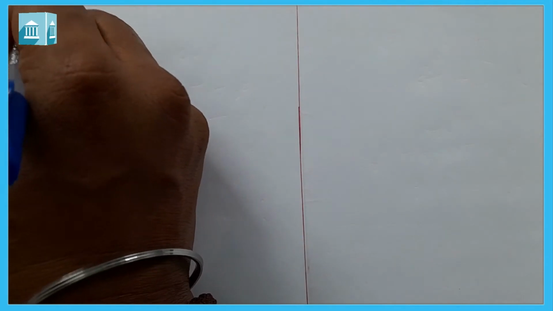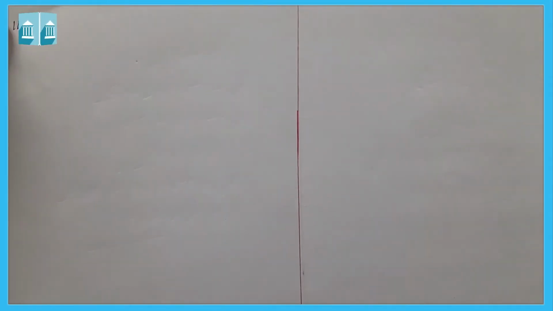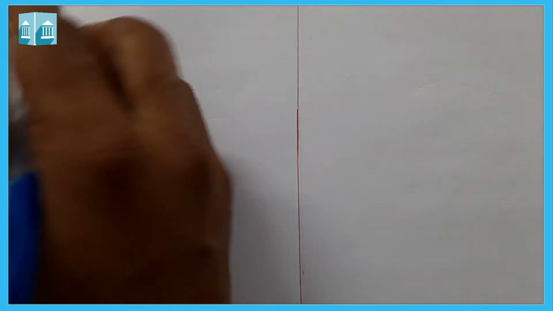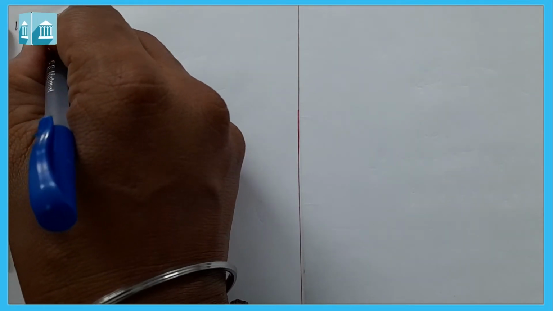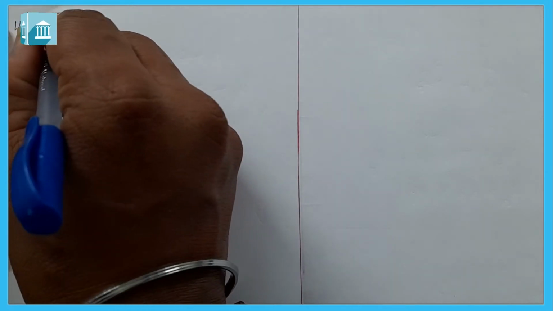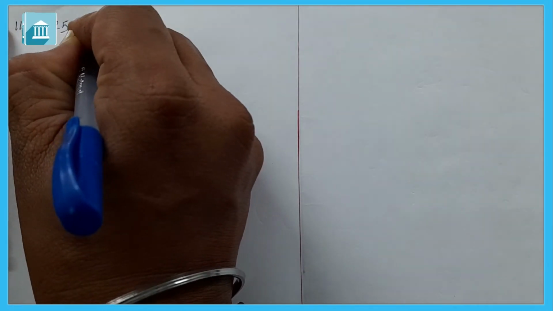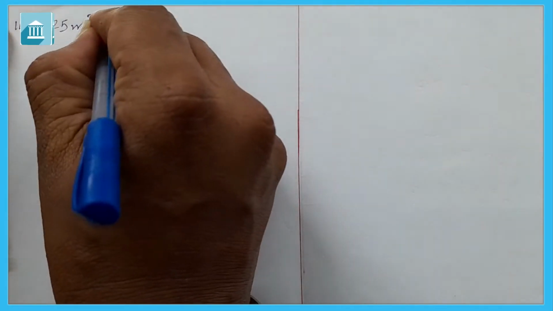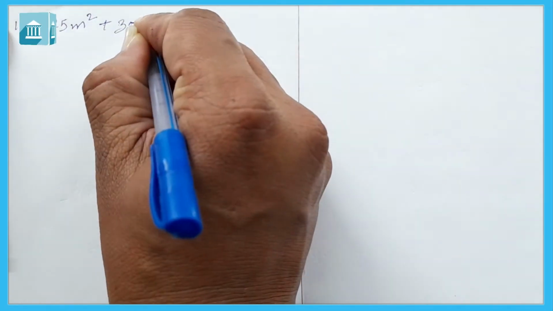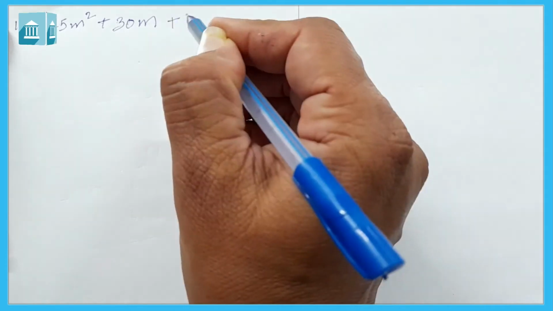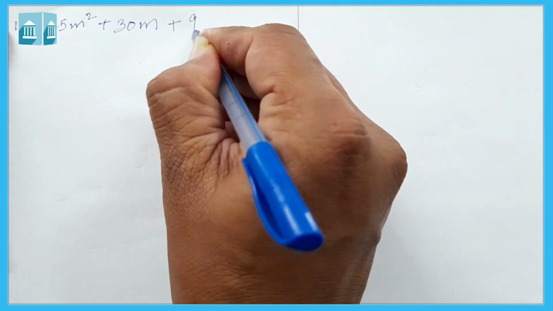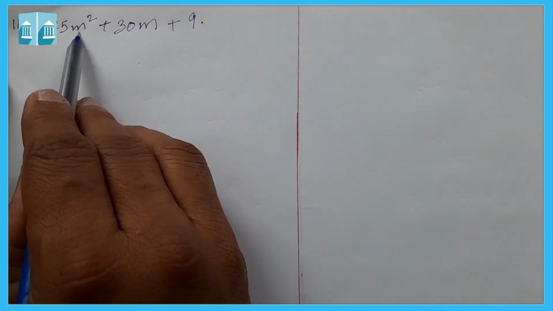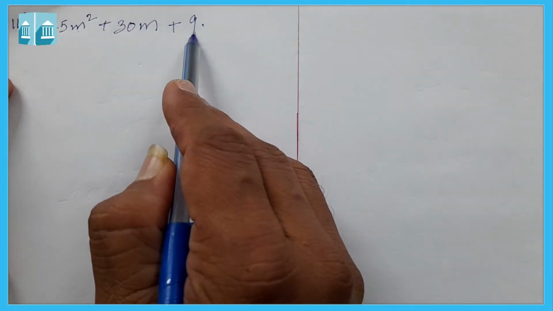Let us see question number 3. Question number 3 is 25m square plus 30m plus 9. Here this 25m square can be written as 5m whole square, and 9 can be written as 3 square. 5 into 3 is 15, into 2, that is 30.